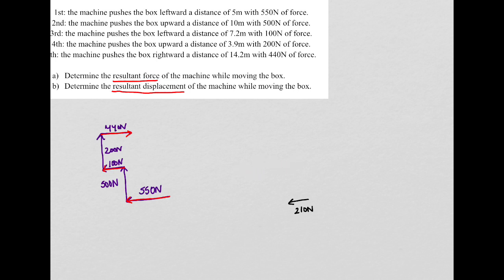Now let's do our purple ones over here, our vertical components. We have 500 plus 200. They're both in the same direction, so what we have to do is just put them in that same direction and add them together. 500 plus 200 is 700. There we go. Now we can solve for our resultant, which is from here up to here.